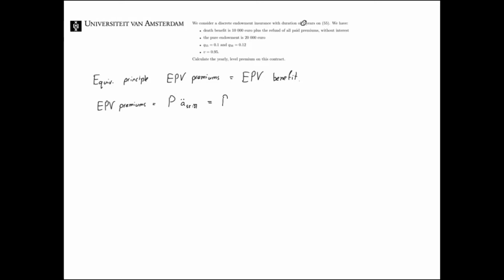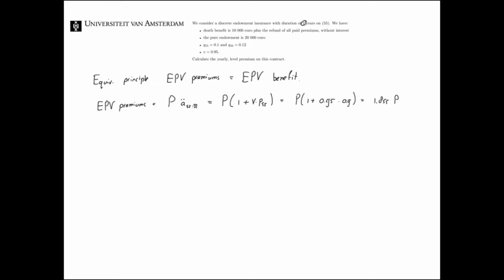Now, we can use the definition, and this is equal to 1 plus surviving for 1 year. But then we have to discount, so we discount by V. And this is it. It's only 2 terms. We can calculate this using the information that is given, because Q55 is equal to 0.1. Therefore, V is 0.95, and P55 is going to be equal to 0.9, of course. And this gives us 1.855 times P. So this is the EPV of the premium.